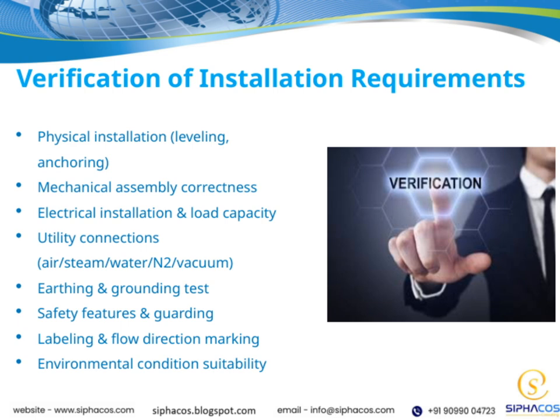We must confirm the wiring is correctly installed and that the electrical load is within the system's capacity to prevent overloads or failures. Utility connections, such as air, steam, water, nitrogen, or vacuum lines, should be properly connected and tested for leaks or blockages. Earthing and grounding tests are essential for safety, ensuring the system is properly grounded to prevent electrical shocks. We also need to verify all safety features and guarding are in place, which protects operators and maintenance personnel from hazards. Clear labeling and flow direction markings help in easy identification and safe operation of the equipment.